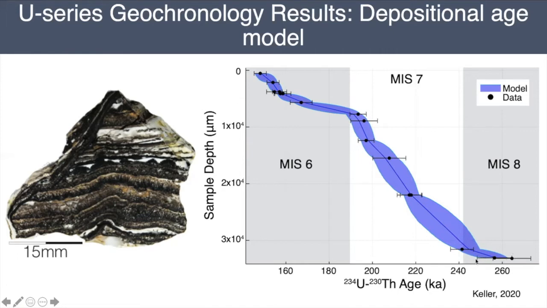They represent a lot of time. And they're also mainly clustered within MIS 6 and MIS 8, which are global cold periods. And where we get thick packages of calcite in the middle of the sample, we have relatively rapid deposition, and they're mostly clustered within the interglacial MIS 7. And so just with our simple age depth model, we're already seeing some correlation with climate.